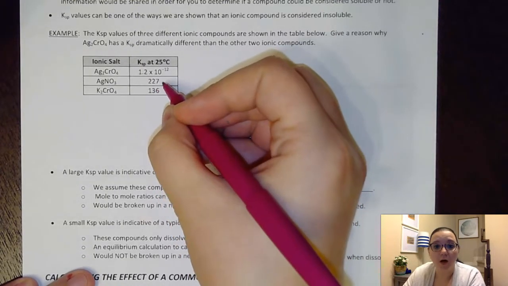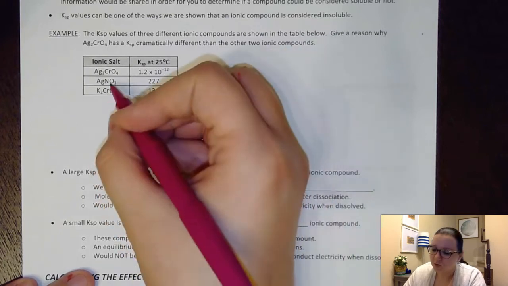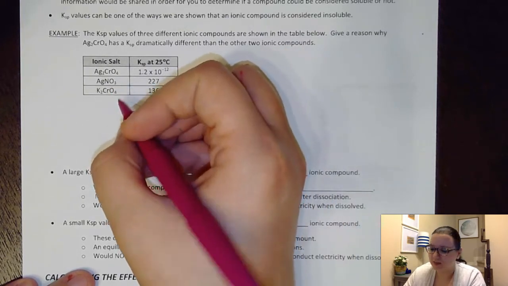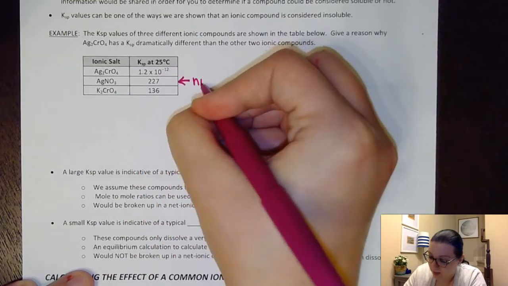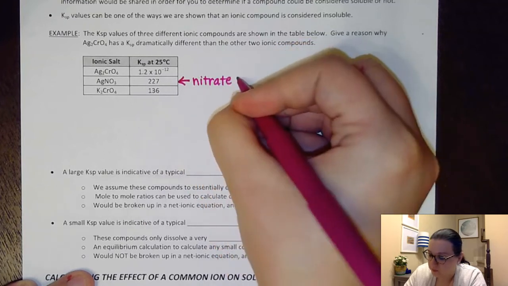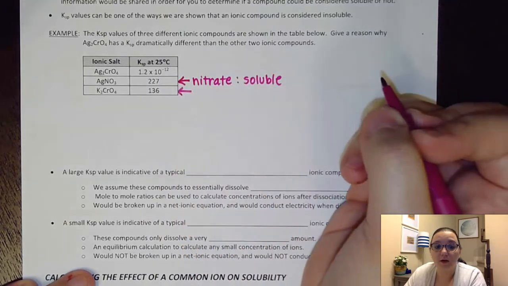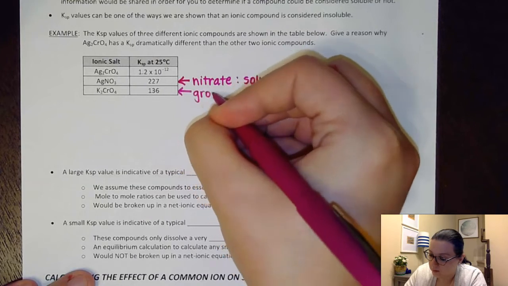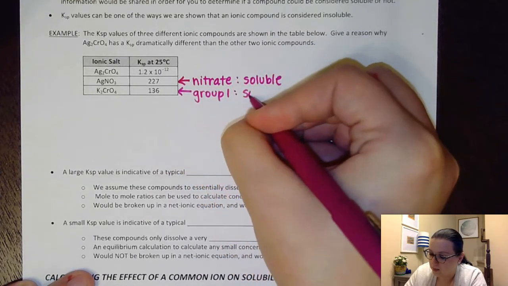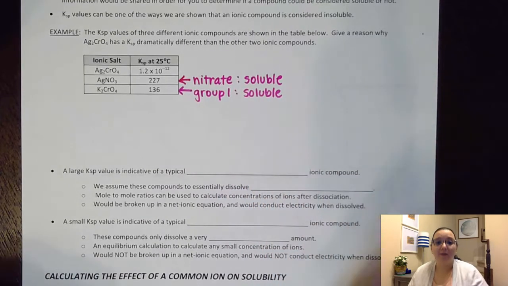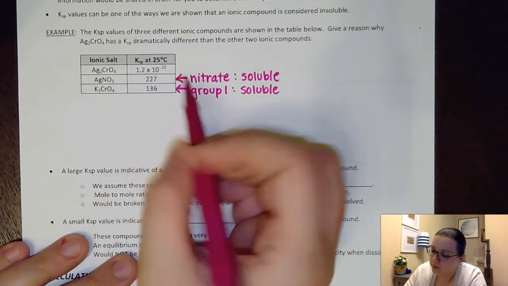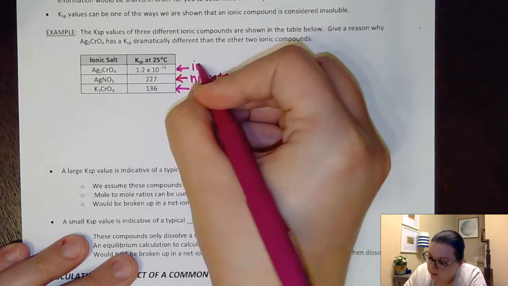If you notice here, these bottom two have really large Ksps, but if you look at the types of compounds we have here, that should make sense. This compound has a nitrate polyion in it, which means we know that compound is soluble. And this other compound, the K2CrO4, has potassium in it, which is in group 1. So again, that would mean that it's soluble. And so having those large Ksps makes sense because we're showing that it's basically completely going to the product side. It's completely going to ions in its dissociation. However, this Ag2CrO4, with its value being really small, would indicate that it's an insoluble compound.